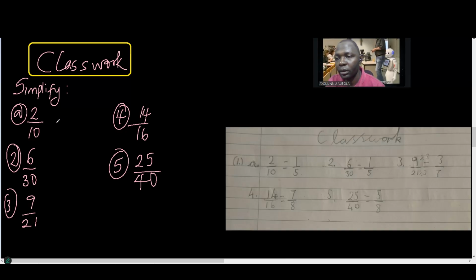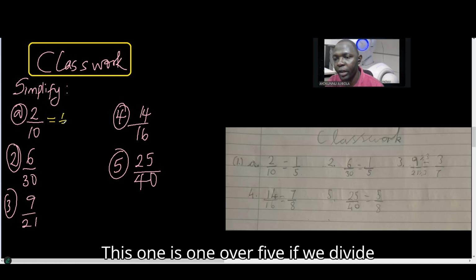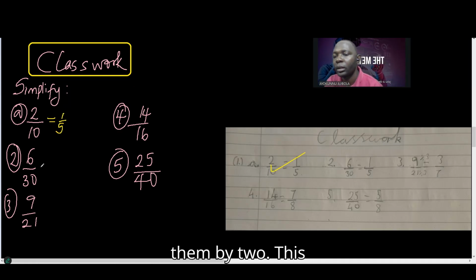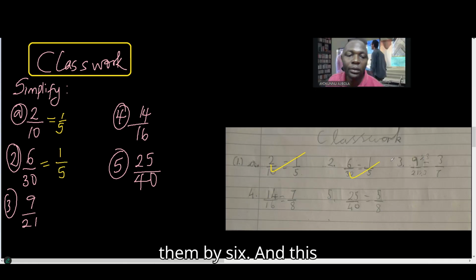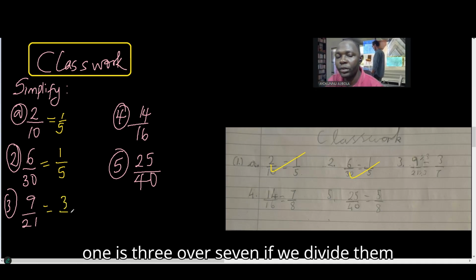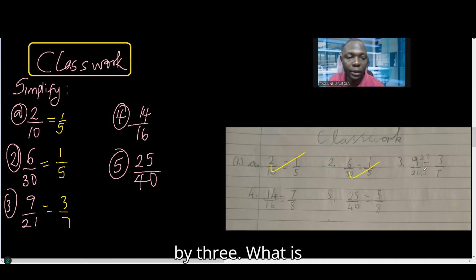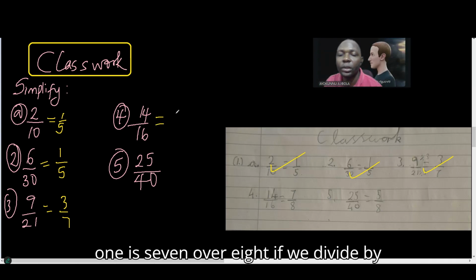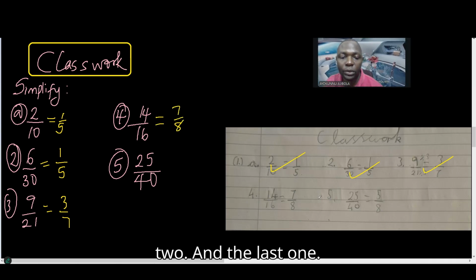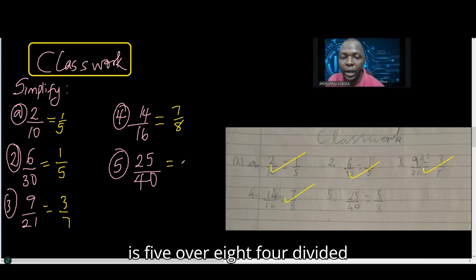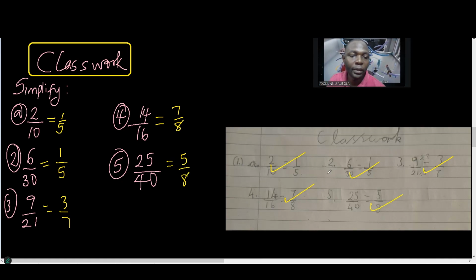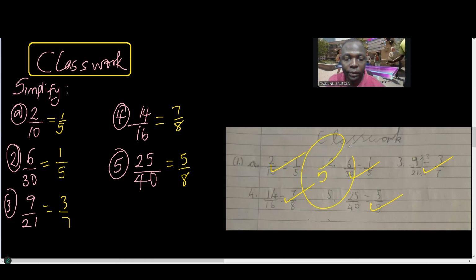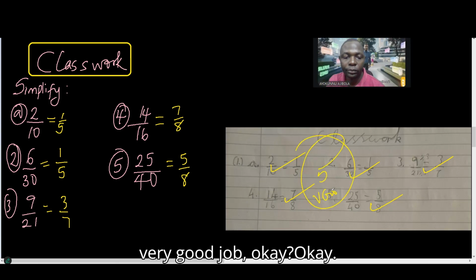This one is 1 over 5 if we divide them by 2. This one is 1 over 5 also if we divide them by 6. And this one is 3 over 7 if we divide them by 3. While this one is 7 over 8 if we divide by 2. And the last one is 5 over 8 if we divide by what? By 5. It's a very good job, okay?